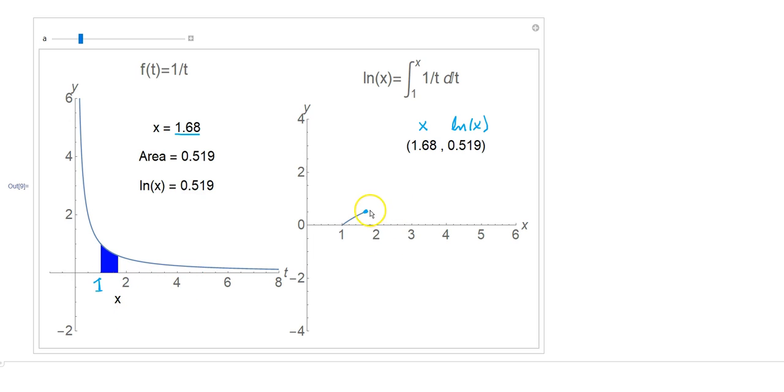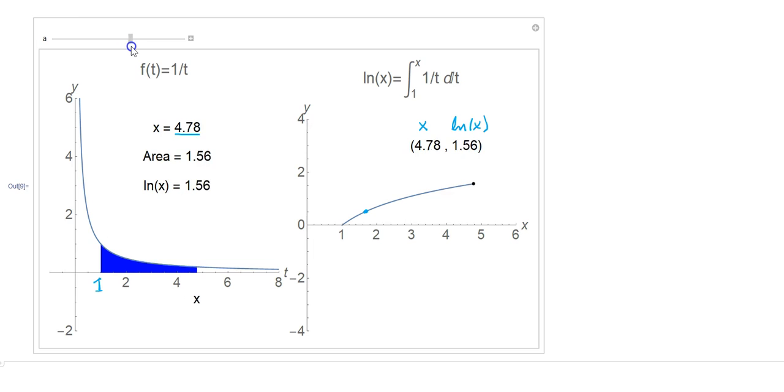Now keep an eye on this value over here as we let x slide to the right. You see, as we let x slide to the right, we're gathering more and more area, and so our natural logarithm is increasing. Currently x is 5.44. The natural log of x is 1.69. That represents the area of the blue shaded region down here. And right there's a point on the graph of the natural logarithm. So you see, as we let x go from 1 towards infinity, we are recovering this portion of the graph of the natural logarithm.